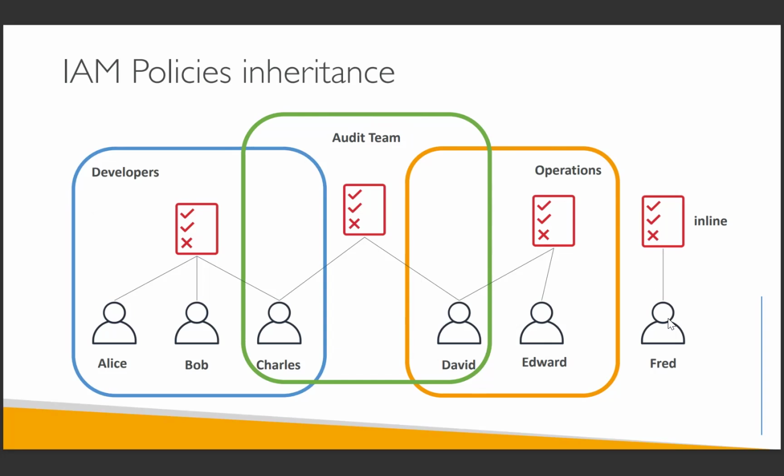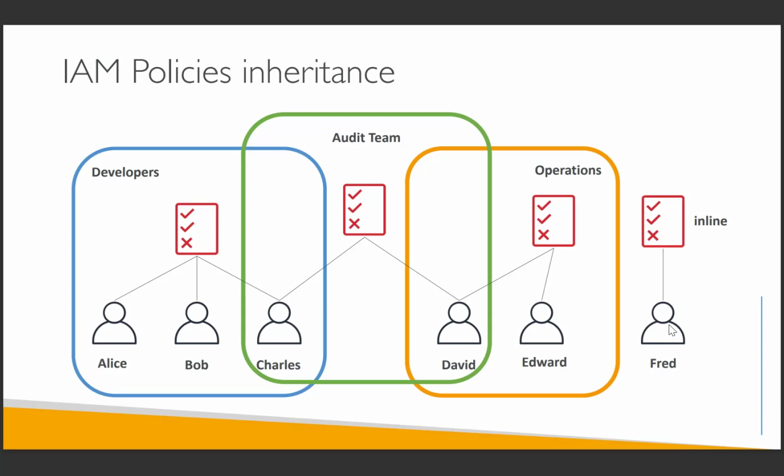Now suppose we have a requirement that we want to give access to a particular individual or an employee to some AWS resources. In that case, we will assign an inline policy, which is defined only for that particular employee. Okay. So in this case, it is Fred. Let's see what those IAM policies look like, what the elements are, and the significance of each element.